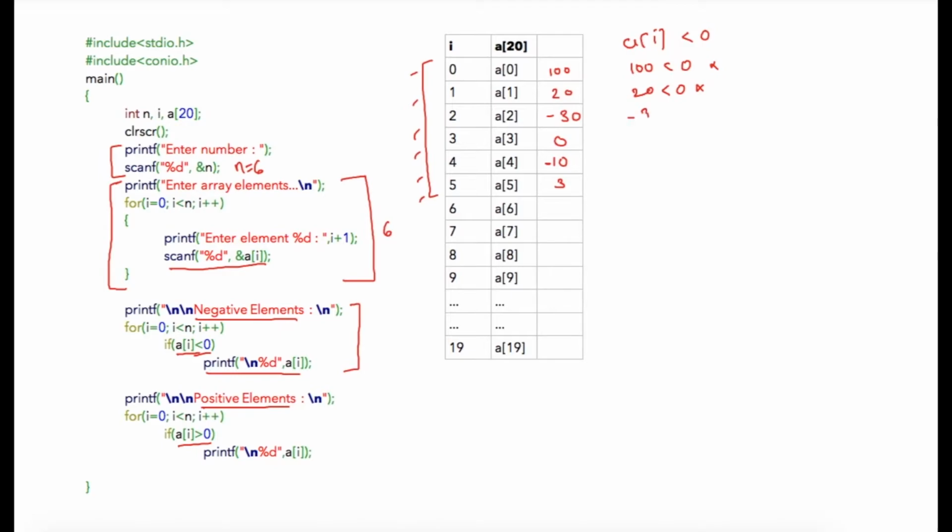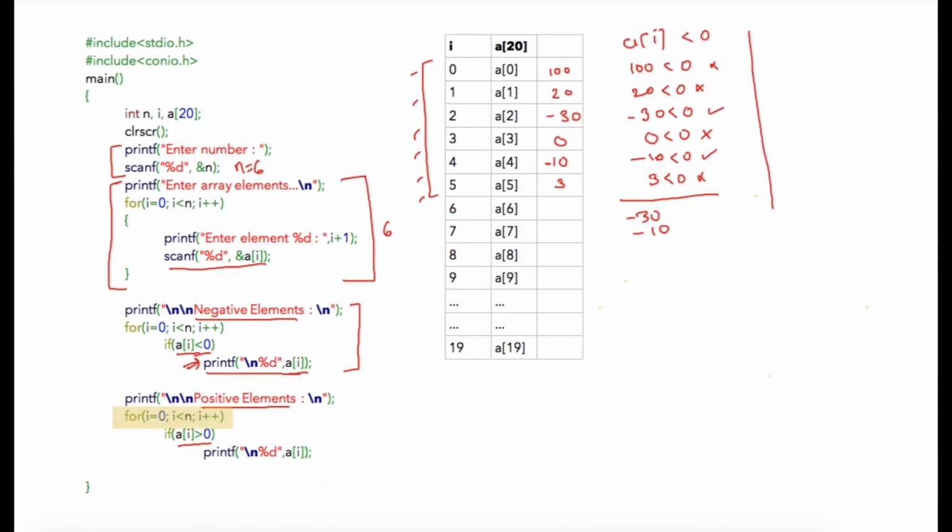And then in the next iteration, minus 30 less than 0, which is a true condition. So on the output screen, the current array element, which is minus 30, will be printed. In the next iteration, the condition is 0 less than 0, which is a false condition. So 0 will not be printed. And in the next iteration, minus 10 less than 0, which is a true condition. So minus 10 will be printed on the screen. And in the final iteration, 3 less than 0, which is a false condition. So 3 will not be printed. So while printing negative elements, minus 30 and minus 10 will be printed on the output screen.